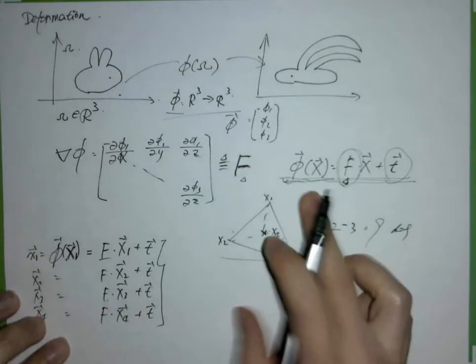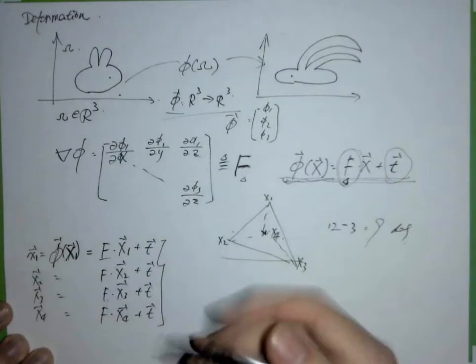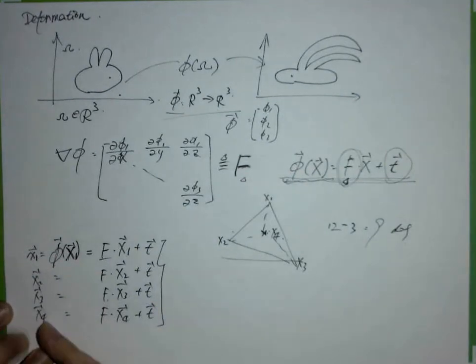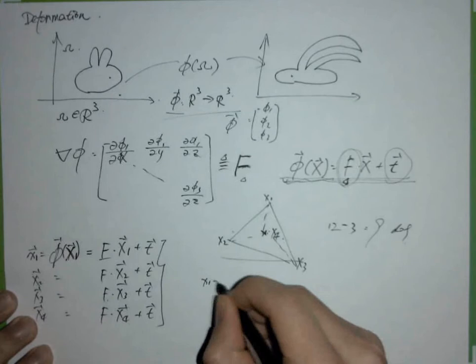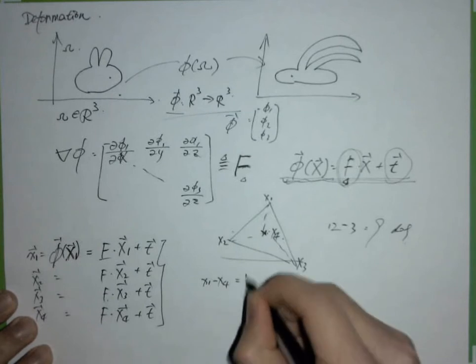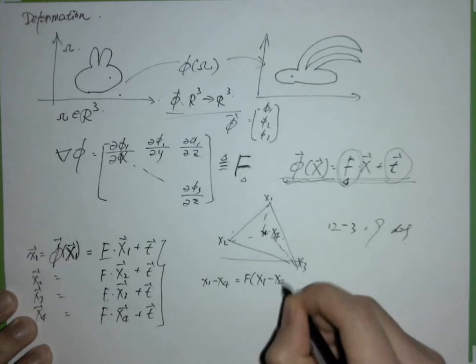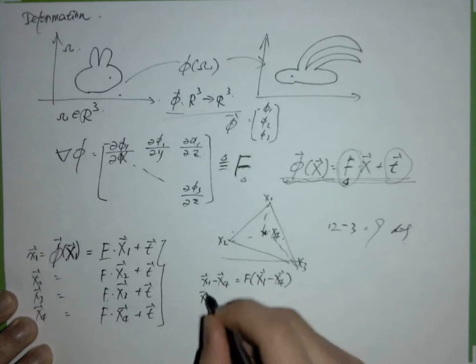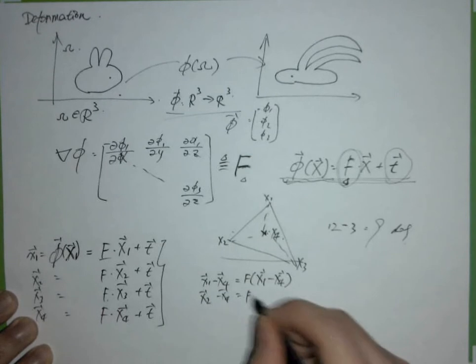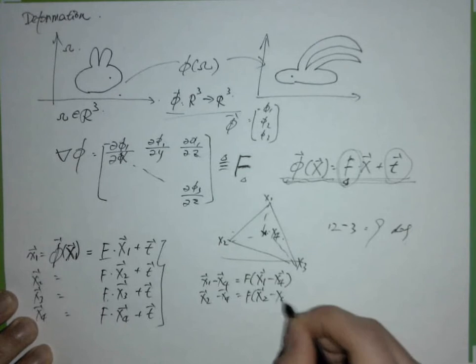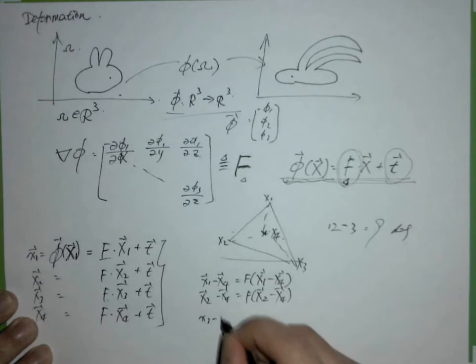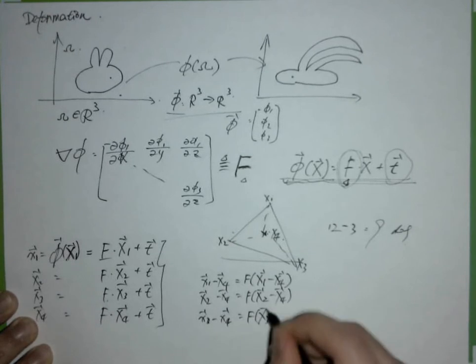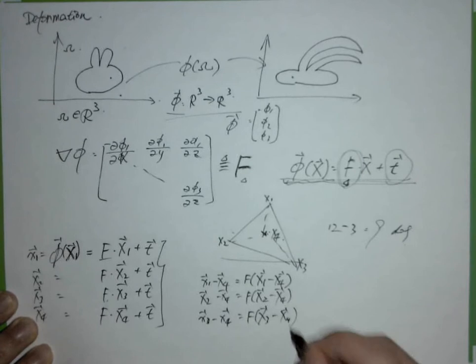All right. So one straightforward thing is we can subtract x4 from x1, x2, and x3. So we have three equations: x1 minus x4 equals F multiplied by X1 minus X4. They are vectors. And x2 minus x4 equals F multiplied by X2 minus X4, and x3 minus x4 equals F multiplied by uppercase X3 minus X4. So the translation basically goes away.